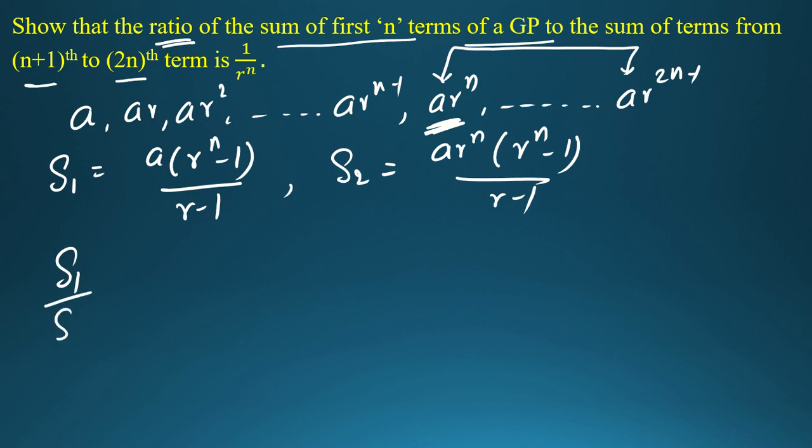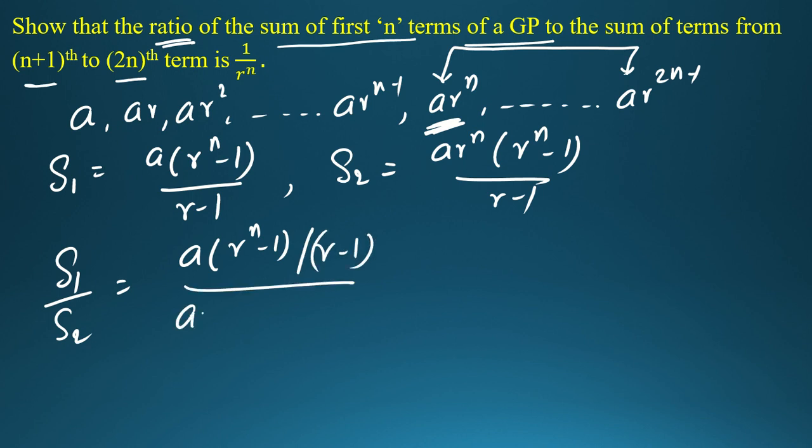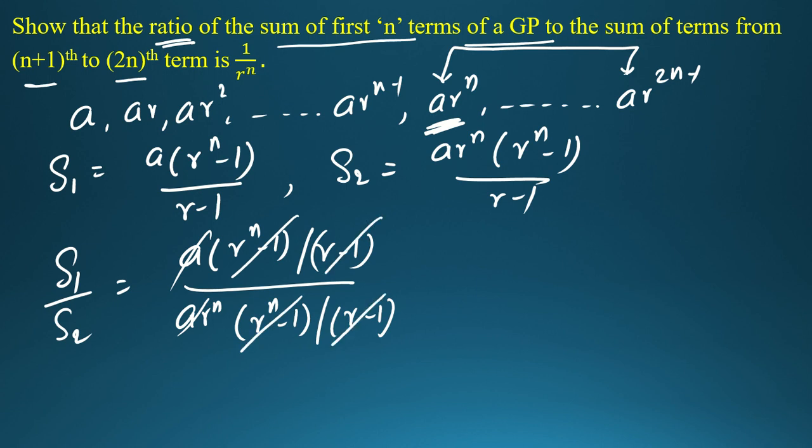So S1 upon S2 is equal to a times r to the power n minus 1 upon r minus 1 over a r to the power n times r to the power n minus 1 upon r minus 1. Now you see, a is cancelled out, r to the power n minus 1 cancelled out, r minus 1 cancelled out. So what we got? Finally we got 1 upon r to the power n, which is the required answer.